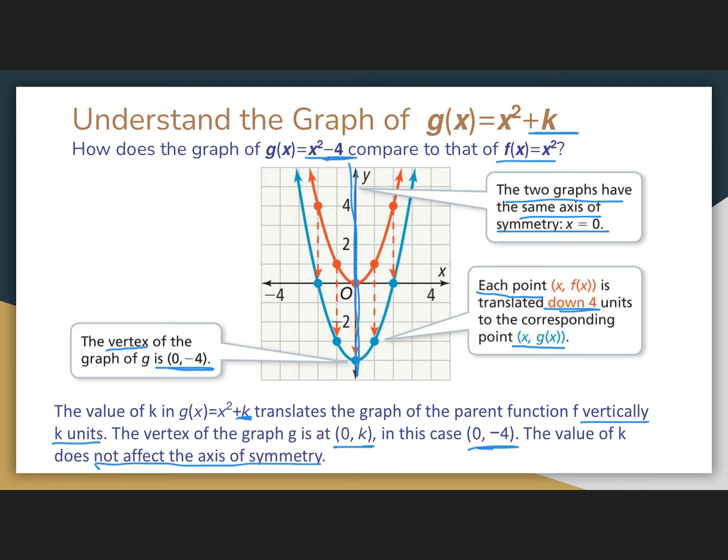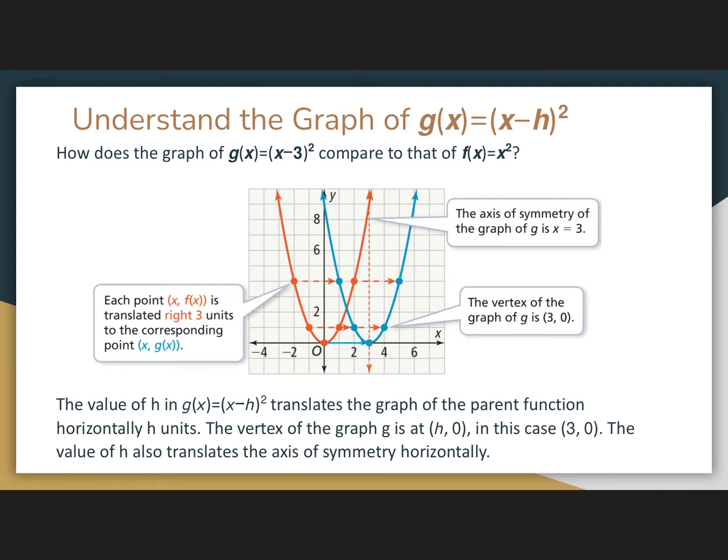Okay, so let's go on to our next slide. Now what happens if, instead of having f of x equals x squared, we have g of x equals x minus 3 squared. You'll notice the axis of symmetry is now at x equals 3. Our axis of symmetry in our original graph was at x equals 0. Our axis of symmetry on our new graph is right here at x equals 3.